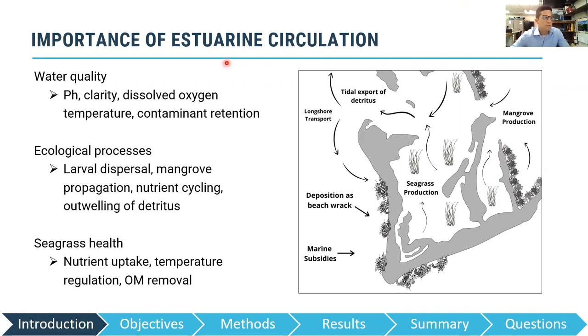So all of the ecological and biological processes that happen within these systems are going to be strongly dependent on that rhythmic ebbing and flooding of the tides every 6 hours. So as far as water quality is concerned, the pH of the water, the clarity, the dissolved oxygen, temperature, even the nutrient balance, all of these parameters are going to be mediated by that circulation, that rhythmic ebbing and flooding.